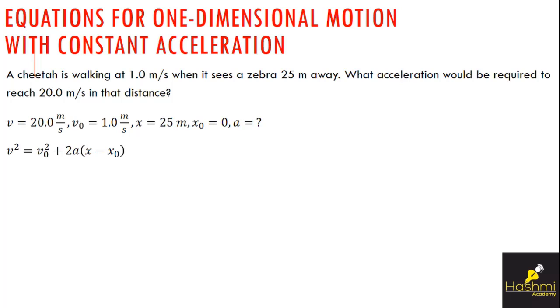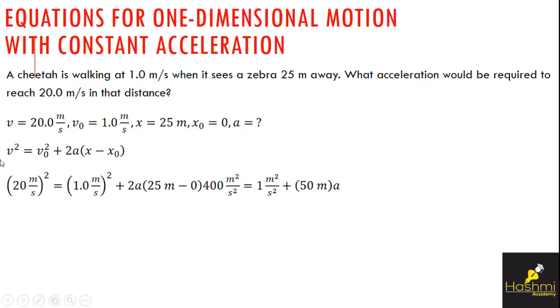Acceleration I have to find out. I just have to take the third equation of motion and put all the values over there. V is 20 square, V naught is 1 square, plus 2 times acceleration. I have to find out acceleration. Then the final distance, 25 minus 0. So if I solve this equation to get acceleration, that is 7.98 meter per second square, the required acceleration to reach 20 meter per second over the 25 meter distance for the cheetah to reach the zebra.